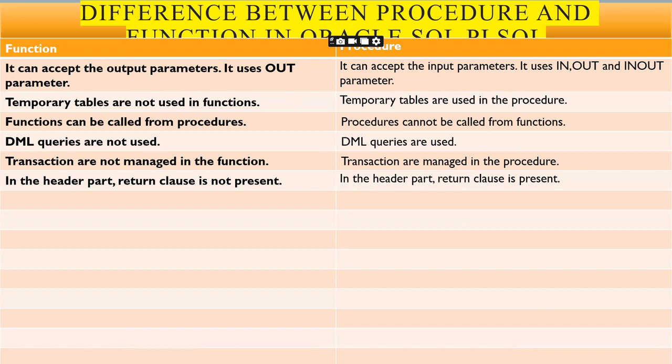In a function, DML queries are not used. In a procedure, DML queries are used. In a function, transactions are not managed. In a procedure, transactions are managed. In a function, the return clause is present in the header part. In a procedure, the return clause is not present in the header part.